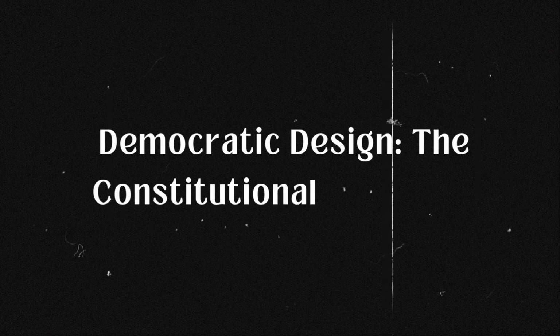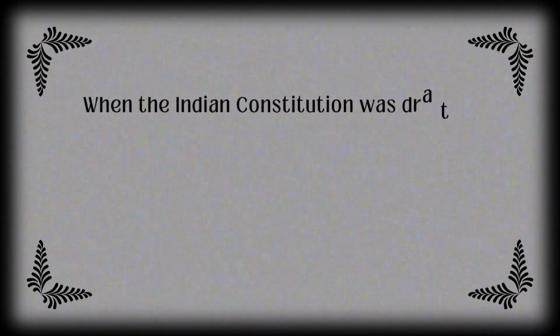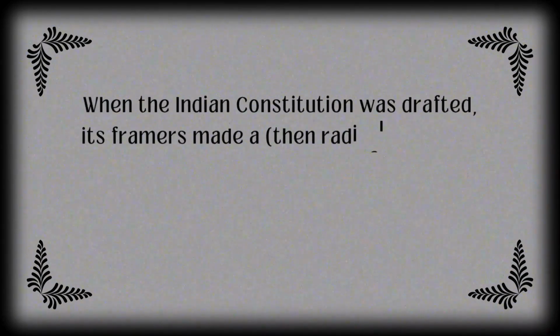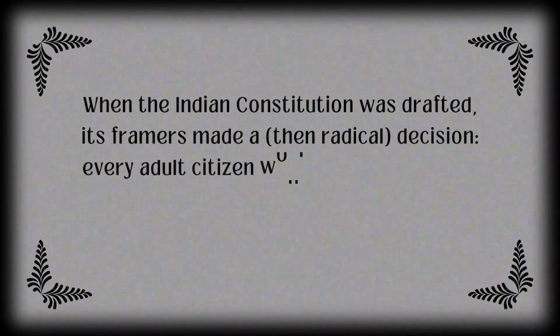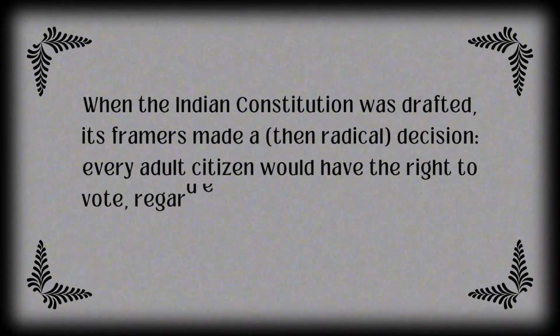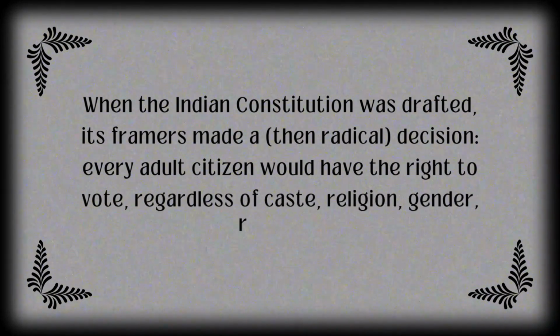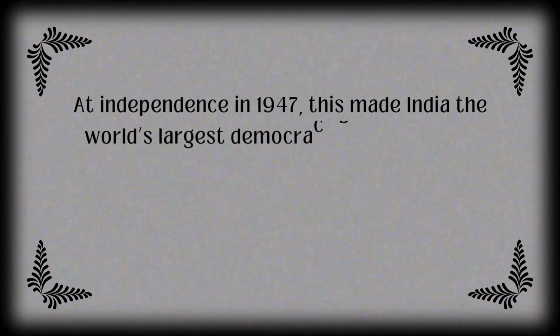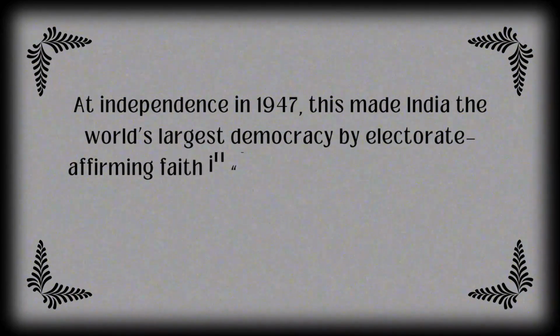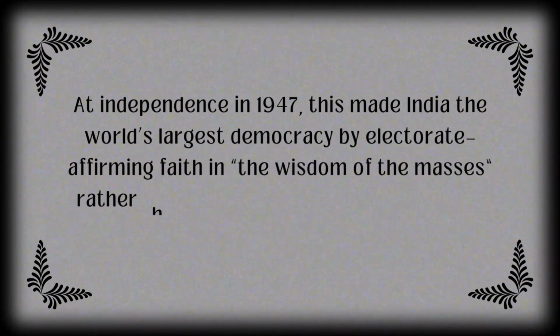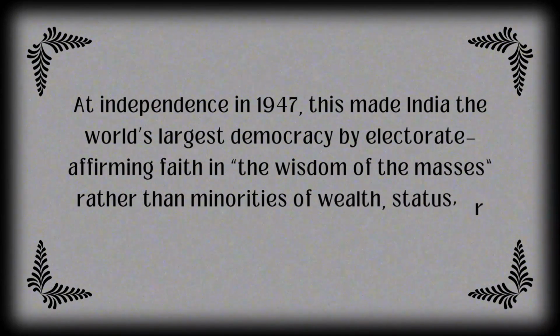Democratic design, the constitutional blueprint, universal adult franchise. When the Indian Constitution was drafted, its framers made a then radical decision. Every adult citizen would have the right to vote, regardless of caste, religion, gender, or literacy. At independence in 1947, this made India the world's largest democracy by electorate, affirming faith in the wisdom of the masses, rather than minorities of wealth, status, or education.